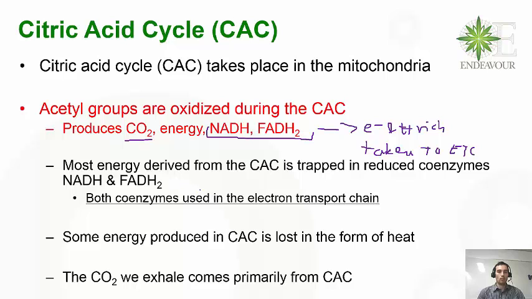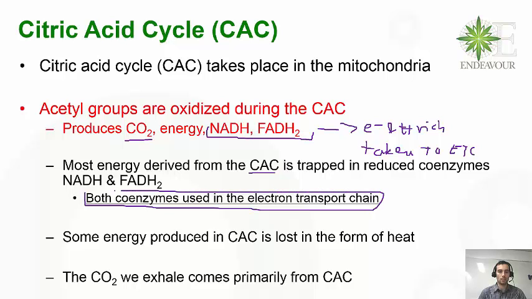So the energy derived from doing the citric acid cycle is basically put into these reduced coenzymes. We're putting in the hydrogen and the electrons resulting from oxidation of the acetyl CoA, and we're putting that into the NADH and FADH2. And we use these products in the electron transport chain. So we take both of these types of coenzymes produced in the citric acid cycle to the next step, which is the electron transport chain.